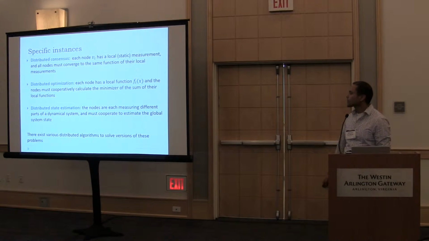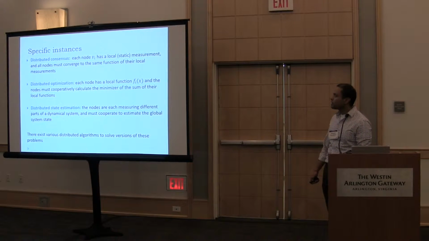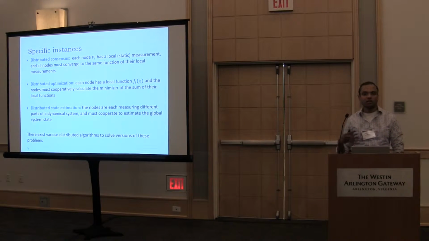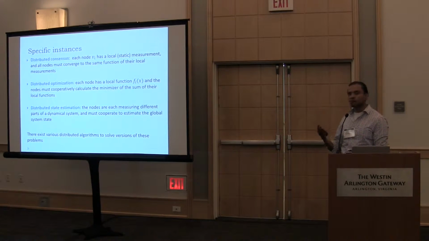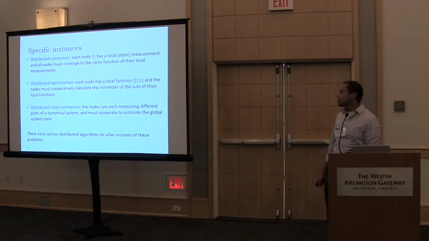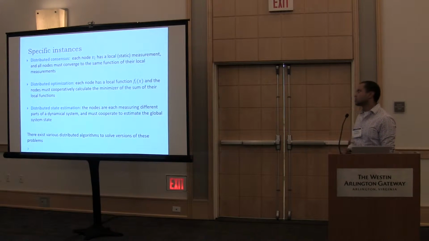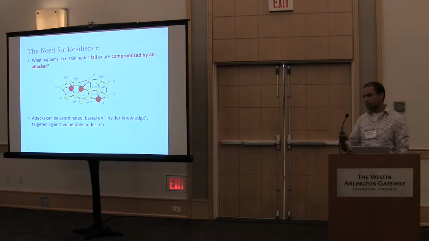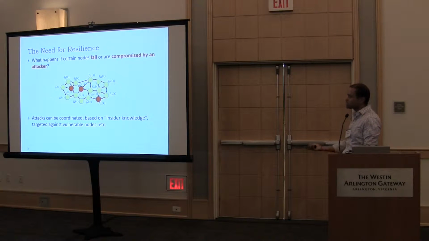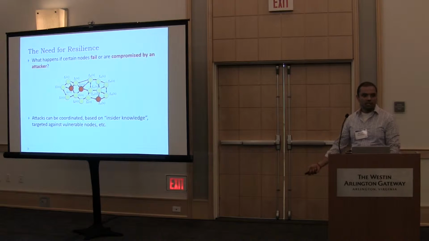Similarly, you can look at distributed state estimation, where the nodes are together measuring the state of some underlying dynamical system, which is evolving over time, and they must cooperate in order to asymptotically estimate the state of the system. So there are different distributed algorithms that have been proposed to solve various instances of these problems. And the challenge here, going back to the themes that we've seen already, is what happens if certain nodes fail or are compromised by an attacker, and these adversaries can be worst-case.